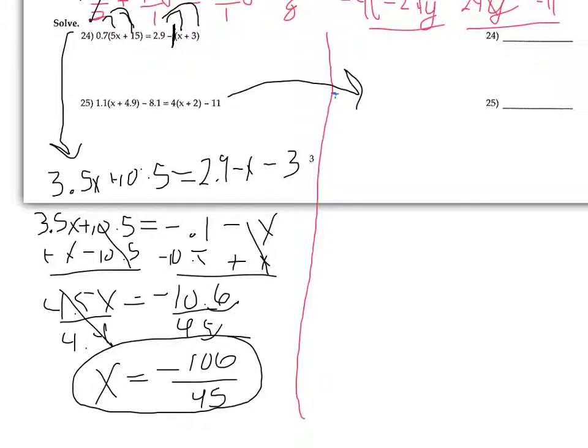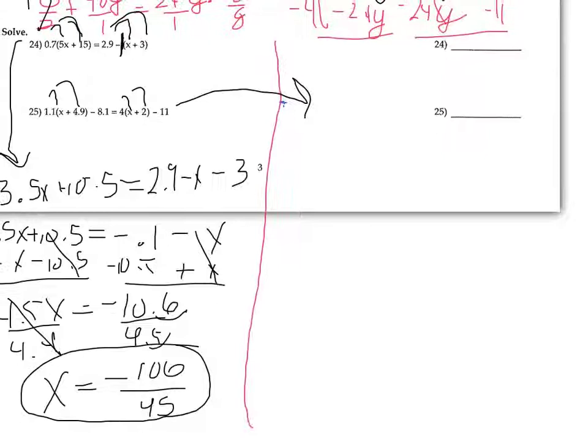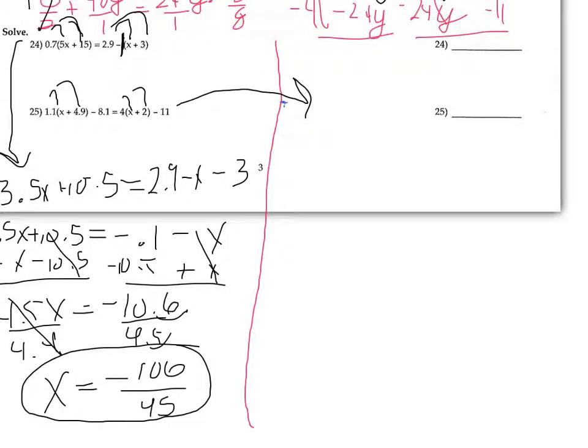Now here we're distributing a bunch of stuff. We're going to distribute the 1.1 here and here, not to the negative 8.1 because it's not in parentheses. We're going to distribute the 4 here and here. And so we're going to do that, and I'm going to move this over a little bit if I can. There we go. Do that so I have a little bit more space over here.